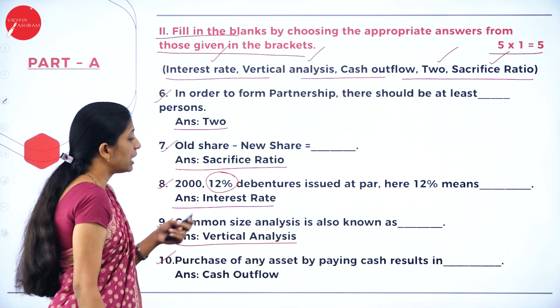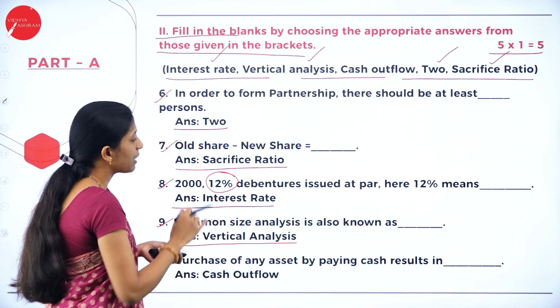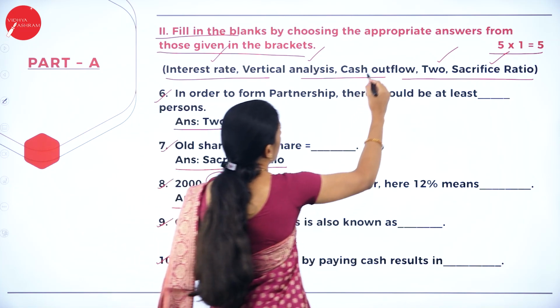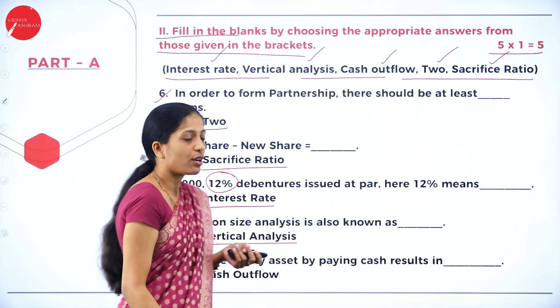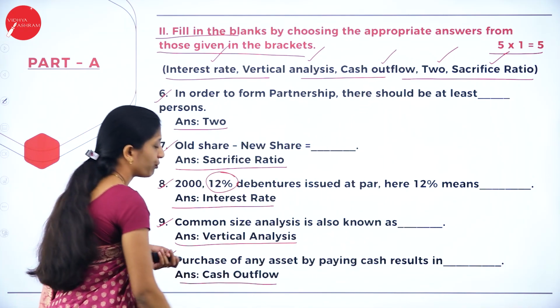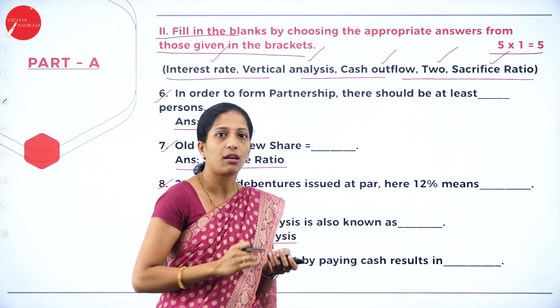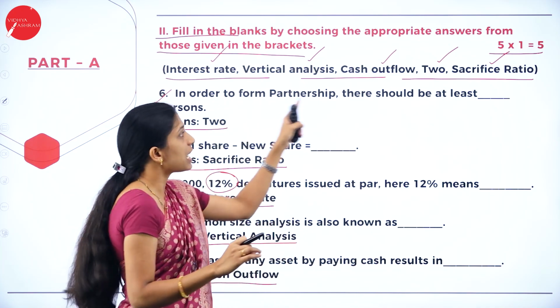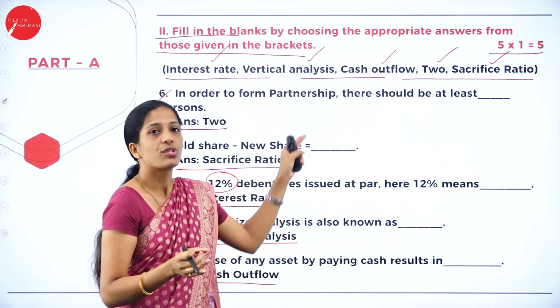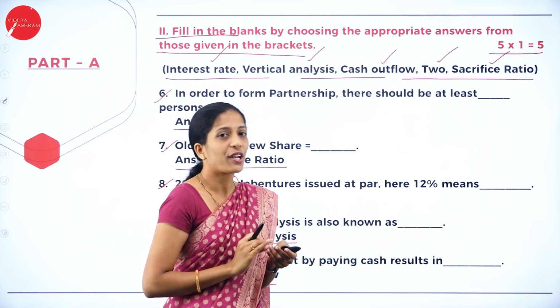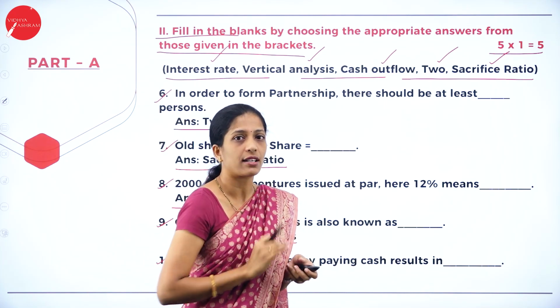Next, your 10th question. Purchase of any asset by paying cash results in. What is the remaining one? Cash outflow. So, your answer is cash outflow. So, this is a very easy main, that is your second main, fill in the blanks, where they will give the answers in the bracket itself. Just you have to choose the answer for the respective question. So hope you are clear with the second main of part A.